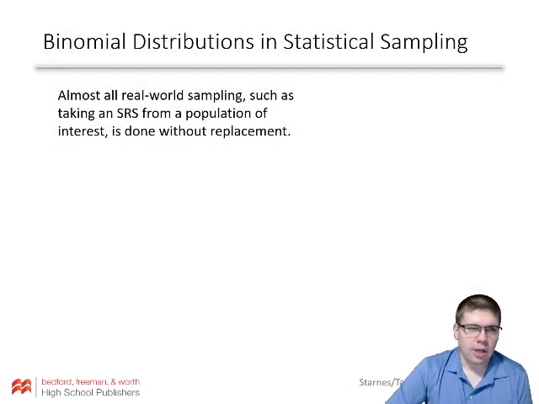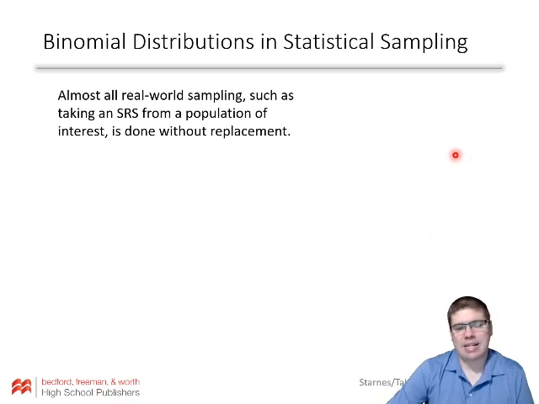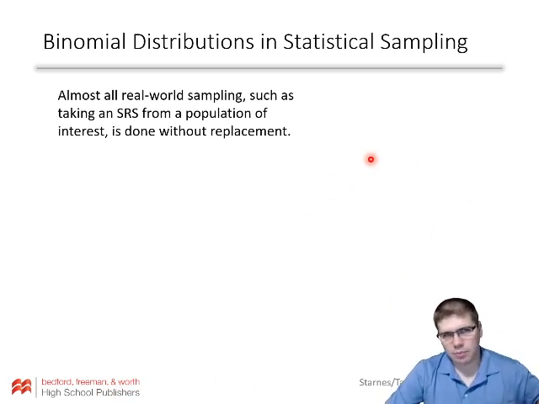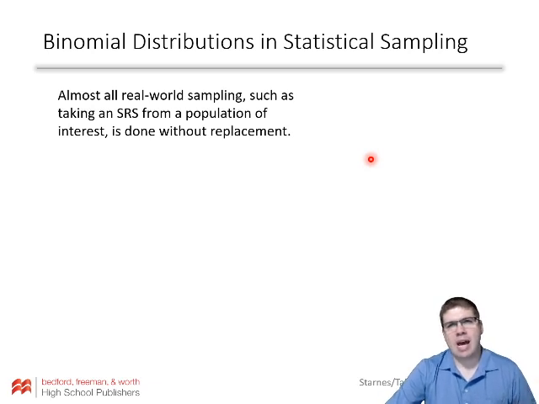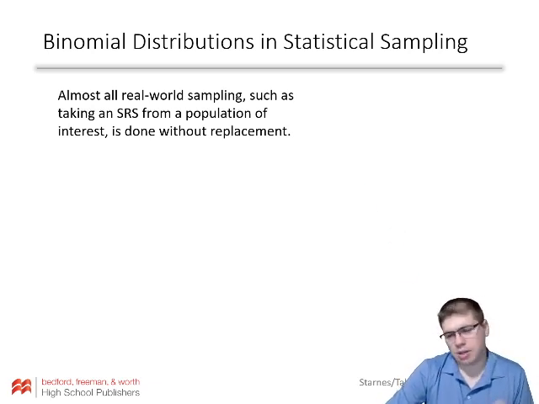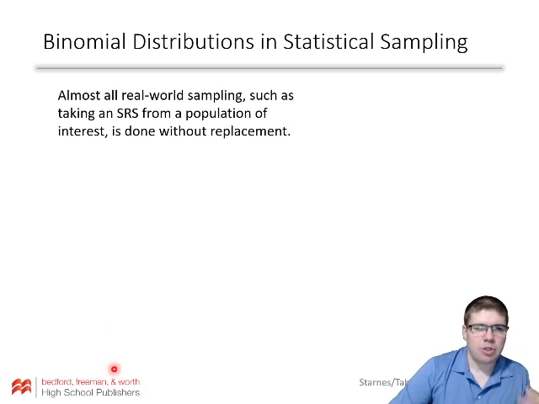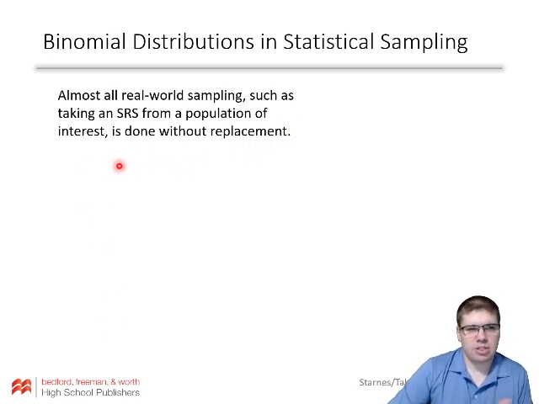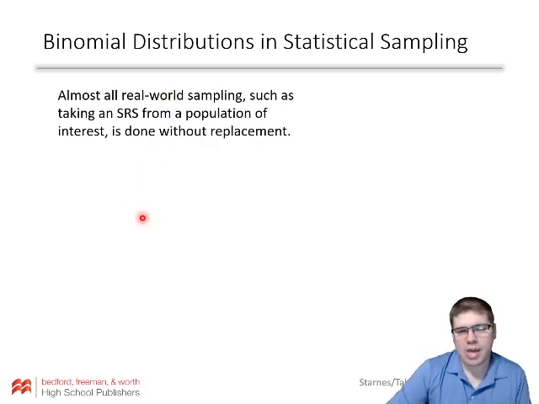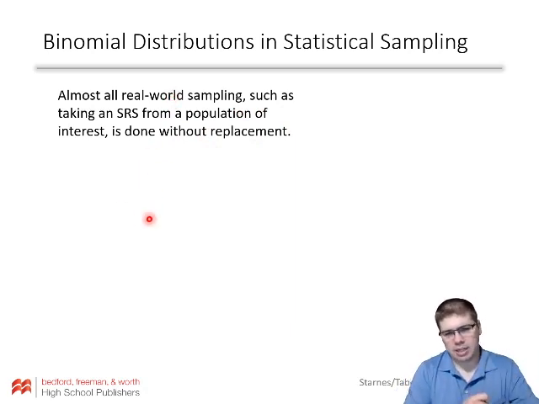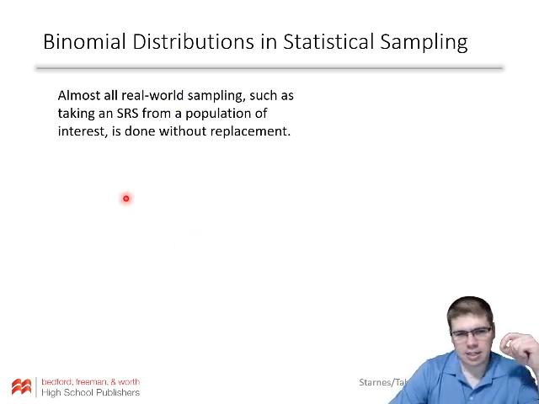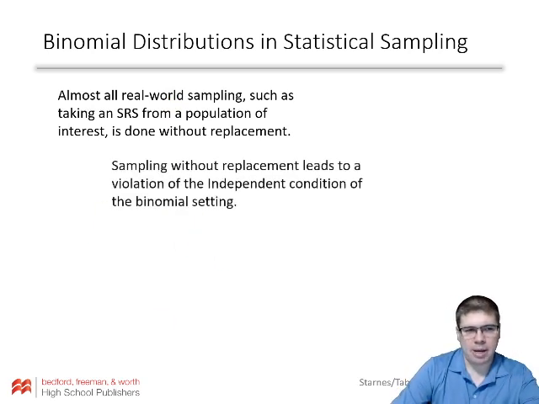All right, a little weird feature that comes up here is the idea of sampling. When we're sampling, we're going to wonder if we can treat that as a binomial distribution in a binomial setting. In almost all real-world sampling, such as taking a simple random sample from a population, we're doing it without replacement. We're not replacing individuals. That violates a condition for being a binomial setting. Sampling without replacement leads to a violation of the independence condition in the binomial setting.